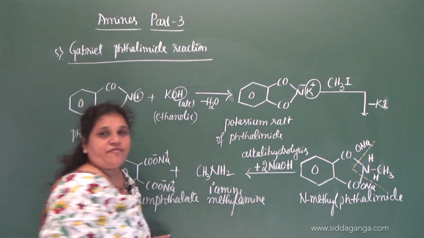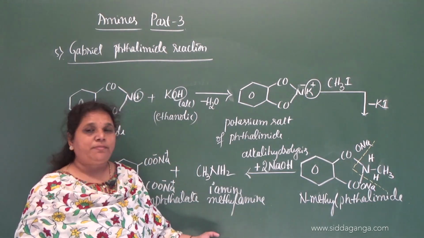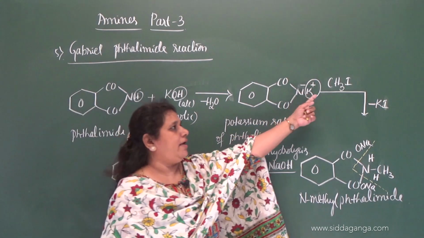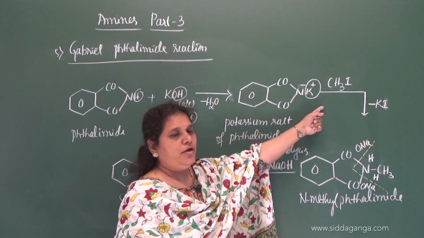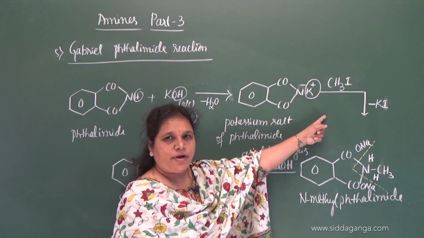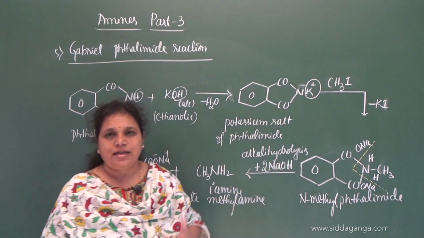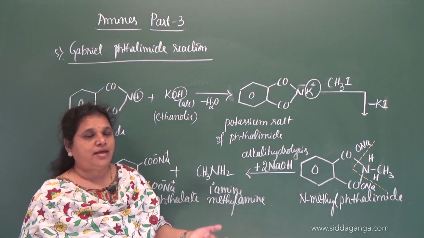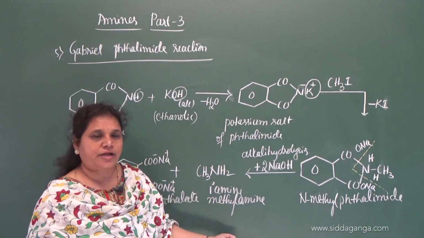It is an aliphatic amine. Then how to prepare ethylamine? By taking ethyl halide here. You can take ethyl iodide, ethyl chloride, or ethyl bromide. Since iodides are highly reactive, I took methyl iodide.